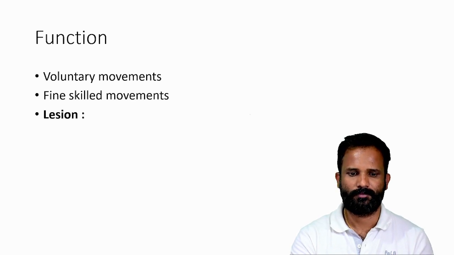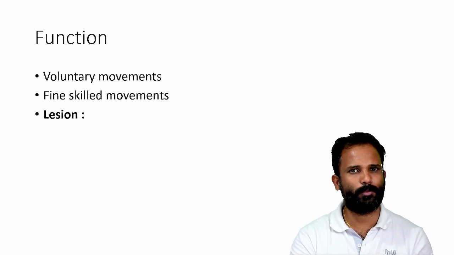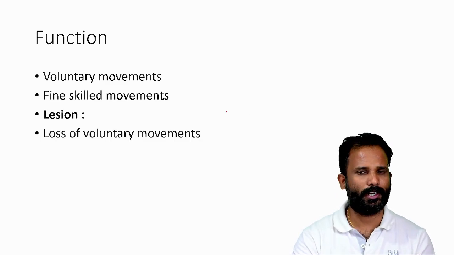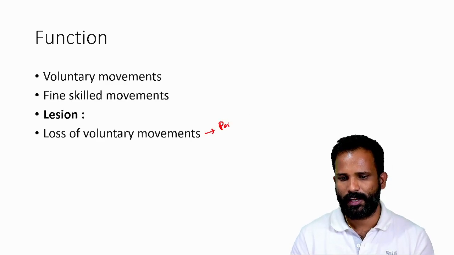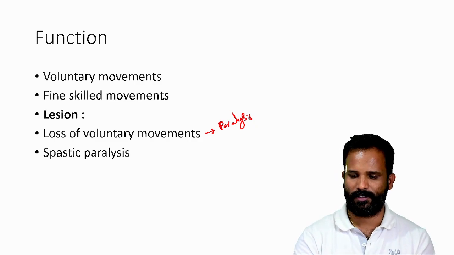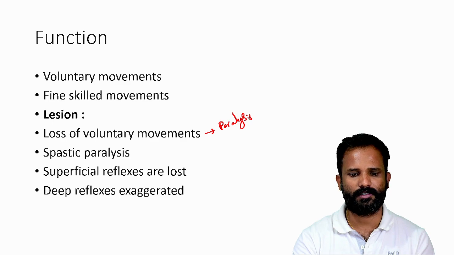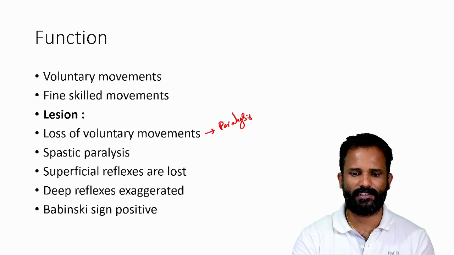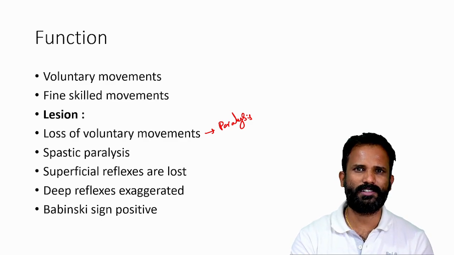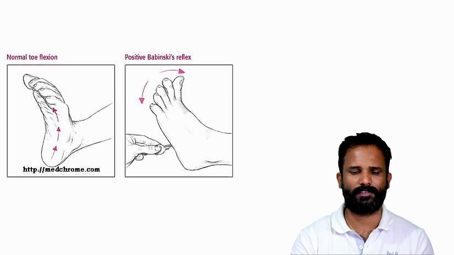And lesion of the pyramidal tract, or upper motor neuron paralysis, which is the same, causes loss of voluntary movement, that is paralysis. And what kind of paralysis is it? Spastic paralysis. All the superficial reflexes are lost and deep reflexes are exaggerated, and Babinski sign is positive. What is this Babinski sign? Babinski sign is nothing but abnormal plantar reflex.